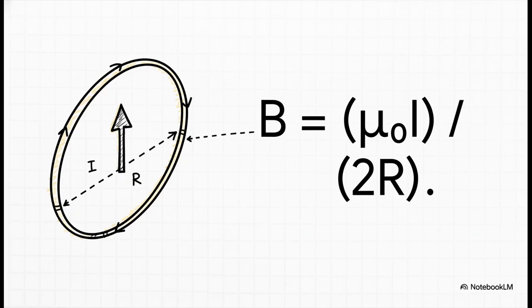Right at the exact center of that loop, the field is just mu naught times the current divided by twice the radius. And hey, notice anything? The pi is gone. It's a different geometry, so we get a slightly different and even simpler formula.